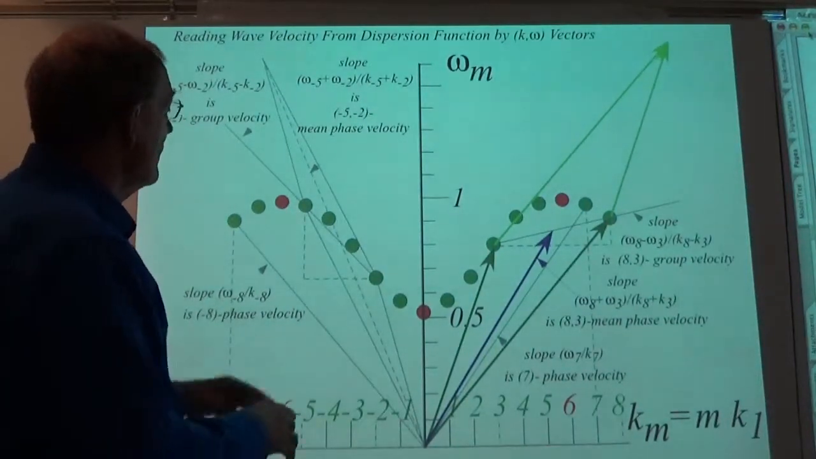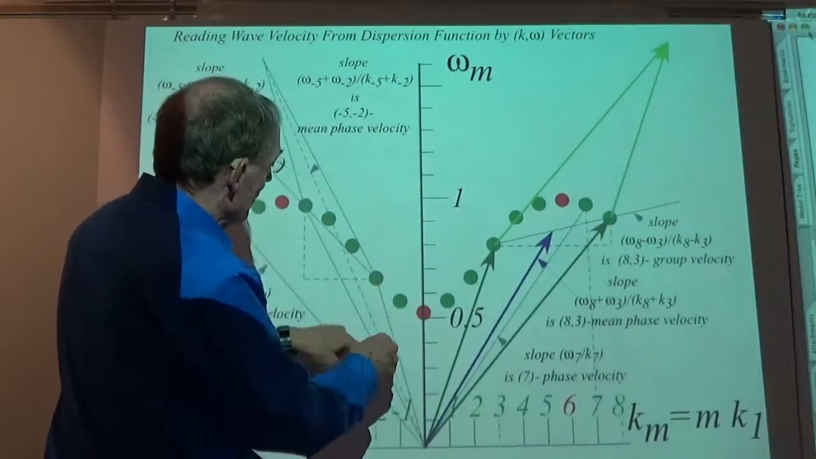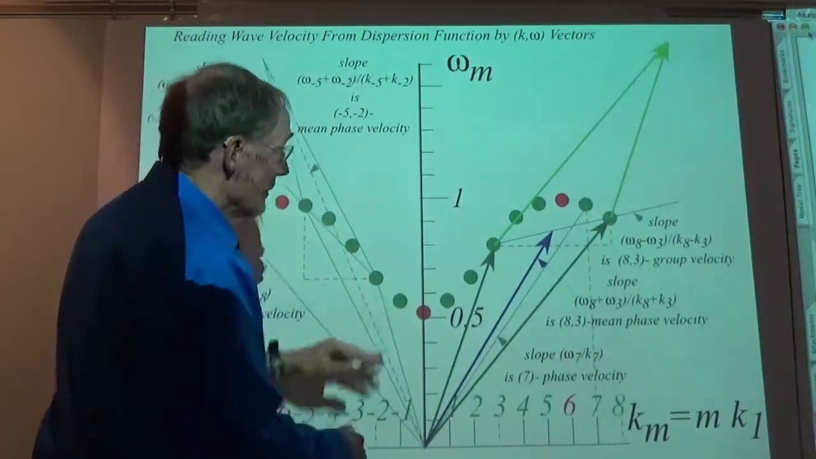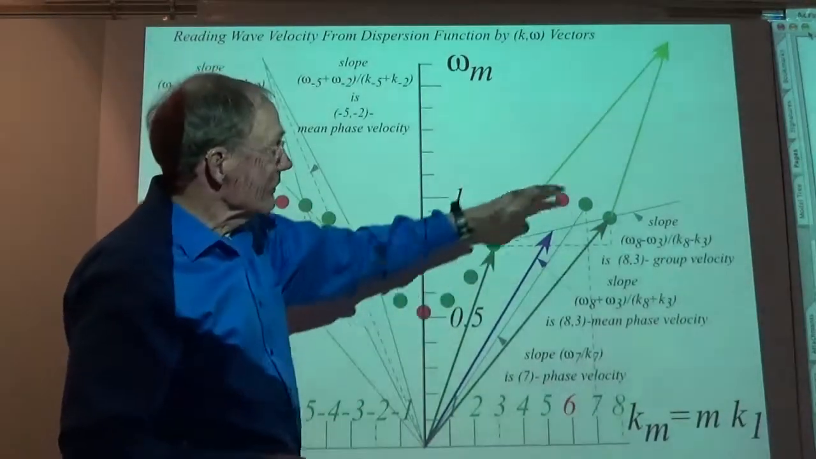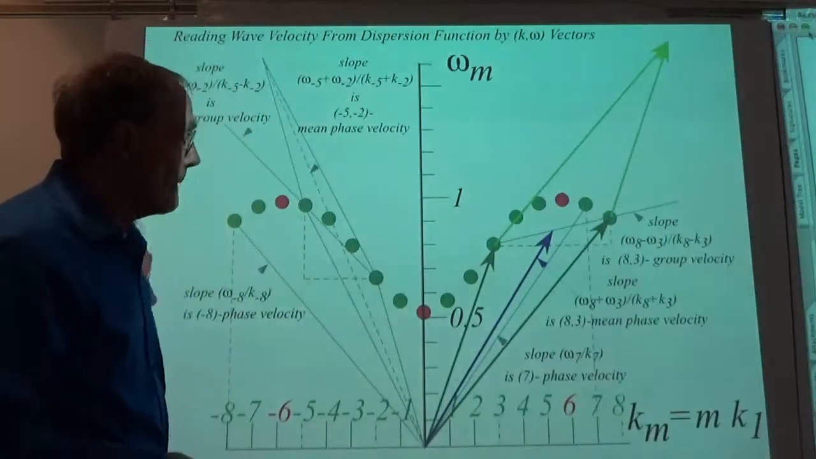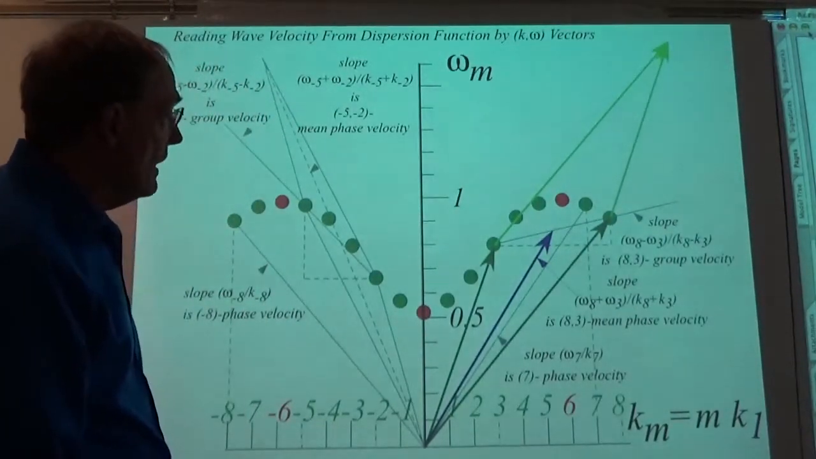What else do I have here? I have another example over here where I picked these two. See, there's the mean phase velocity slope, there's the group velocity. So you get all kinds of crazy motion with dispersion functions that are snaky like that. And this is the way to analyze it, to see what will happen.